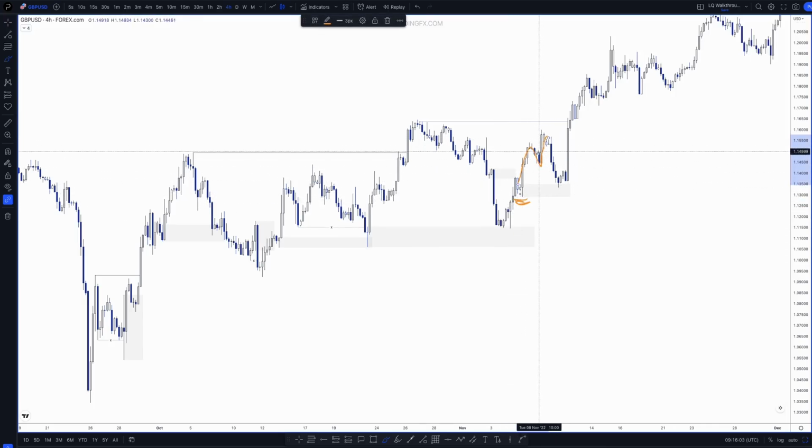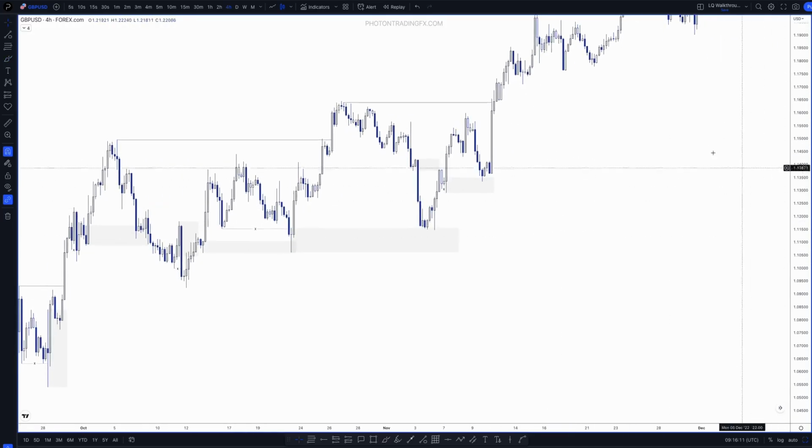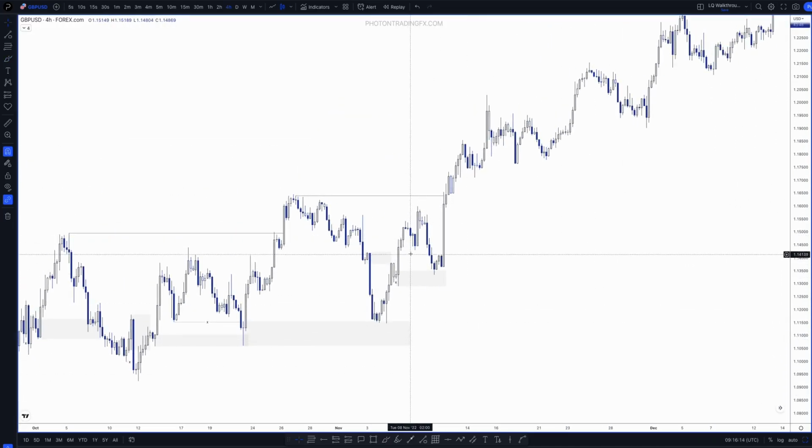And then again, what happens? It entices early buyers into the market. They get liquidated. And then we come into that last level there and then we go. Okay. So this is somewhat of a sweep POI again. It's a little bit far away. It's kind of what I was saying, right?